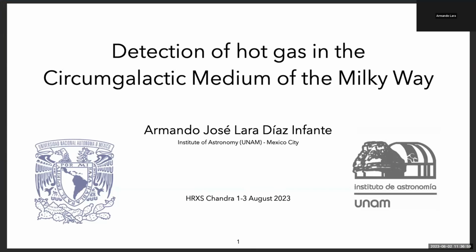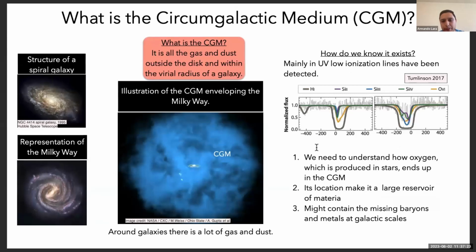So good morning, everyone. Thank you for this opportunity. My name is Armando Lara. I am a PhD candidate at the Institute of Astronomy in the National Autonomous University of Mexico, Mexico City. Today, I will present our recent study on the hot phase of the circumgalactic medium of the Milky Way using high resolution X-ray spectroscopy. A lot of this has already been said, but let me repeat it anyway.